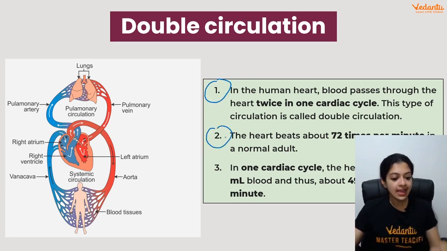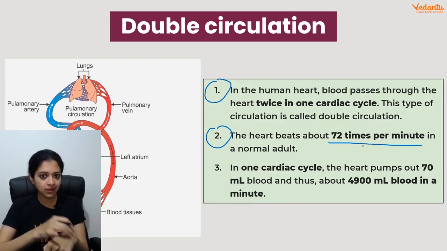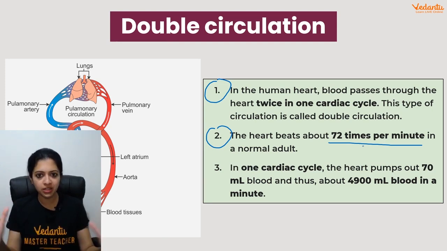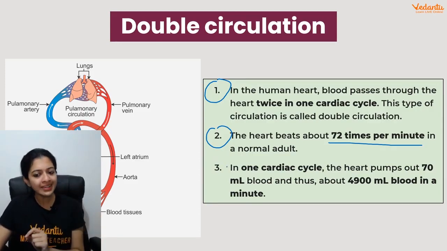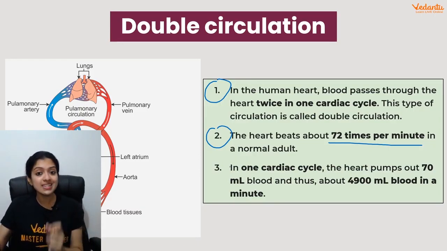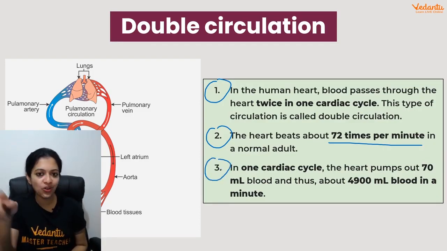Normal heartbeat, yes, it is about 72 beats per minute. Try this out for yourself by counting your own heartbeat, keeping a timer, and see if this aligns with it, okay? In case of too much deviation, probably time to think about better dietary habits, better lifestyle habits. Okay, next one. In one cardiac cycle, heart pumps out 70 ml of blood, and thus about 4900 ml blood in 1 minute. Yes, in one cardiac cycle is how this happens. So just do the math for yourself and you will see what exactly all this means.